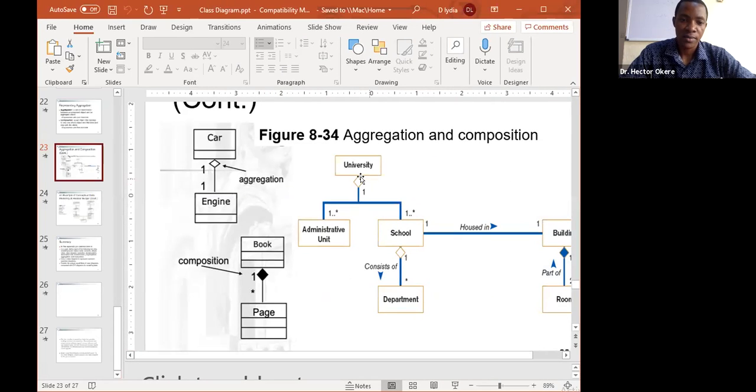Okay, if you see this, a car is aggregated with one engine. For me, I would not use this diamond personally. If you understand it, use it. But I find that it confuses students a lot. You can just have one line here, car has, just like you see here.